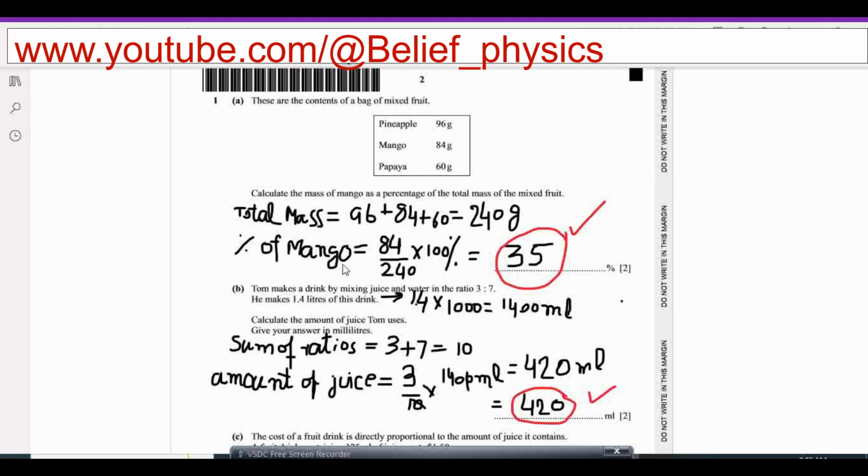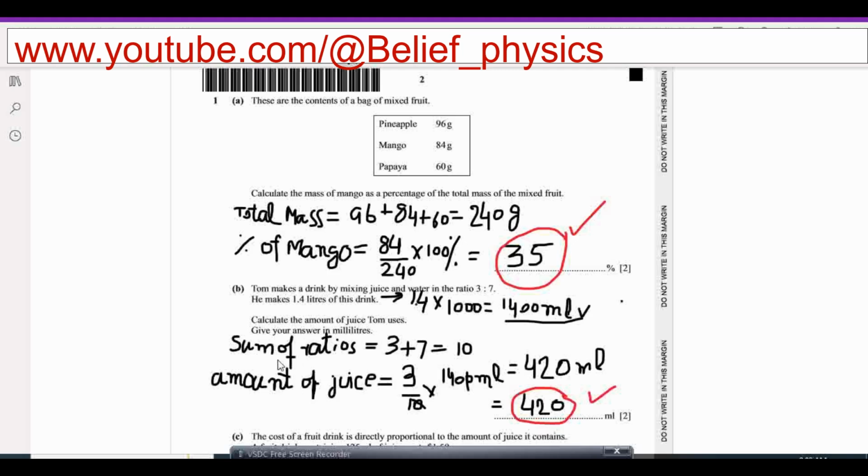Next is part B. Tom makes a drink by mixing juice and water in the ratio 3 to 7. He makes 1.4 liters of this drink. So 1.4 liters can be written as 1.4 into 1000, which is equal to 1400 milliliters. So the total drink's volume is 1400 milliliters. Now the question is to calculate the amount of juice Tom used.